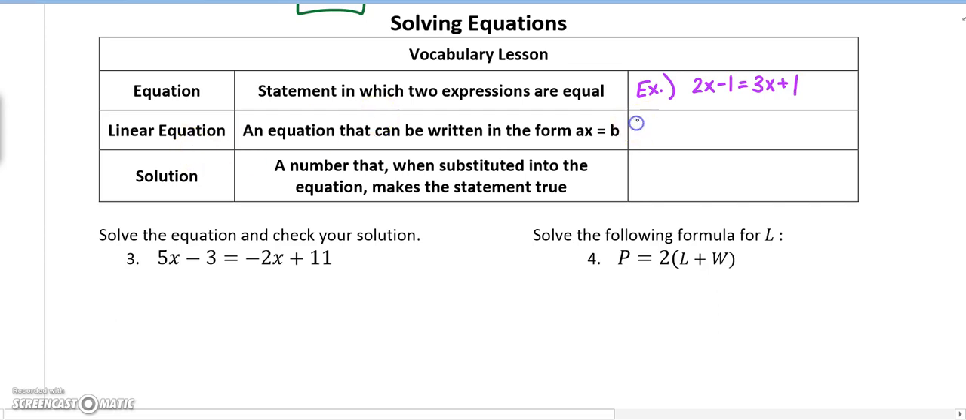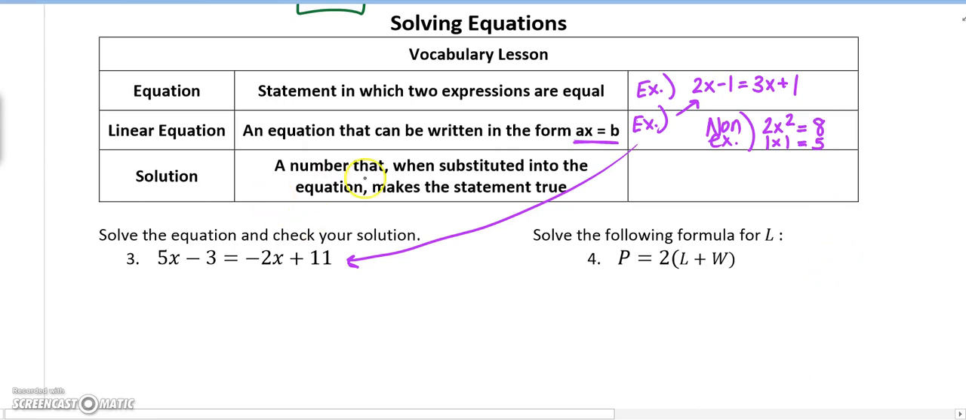Alright, a linear equation, an example of that, an equation that can be written in the form ax equals b, well, like the one up here, and the one in number 3. Okay? But more importantly, let's talk about a non-example. So something that's not a linear equation would be if you have maybe an x squared in it. Alright, that would be no good. If you have an absolute value in it, that's not something we want.